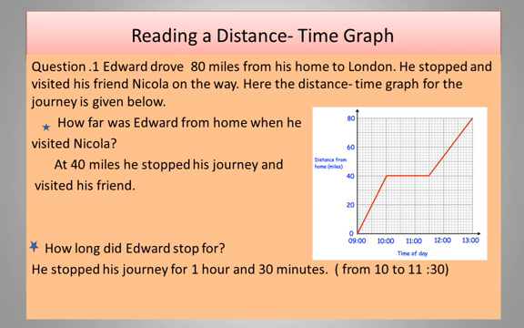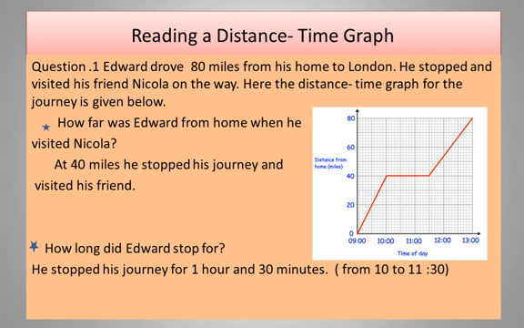Now, second question, how long did Edward stop for? How long means how much time he stopped there with his friend. That means from 10 o'clock to 11:30, the line is horizontal. That means that much time he stopped there. So what is the time duration? From 10 to 11:30 means 1 hour and 30 minutes. He stopped his journey for 1 hour and 30 minutes.